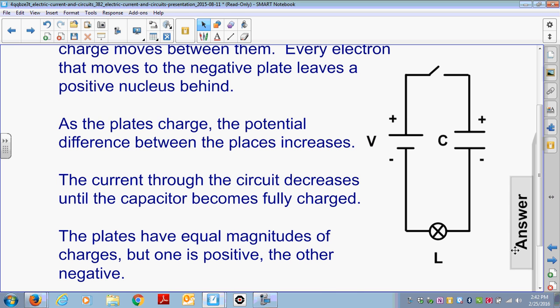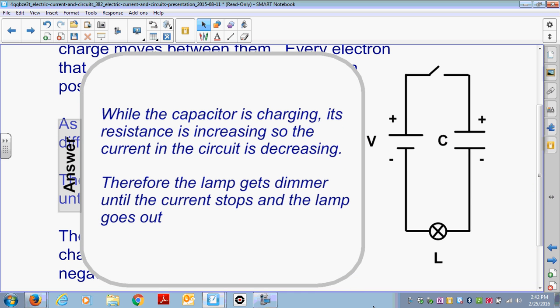Okay, so let's take a look. While the capacitor is charging, its resistance is increasing, so the current in the circuit will decrease. Therefore, the lamp gets dimmer until the current stops and the lamp goes out.